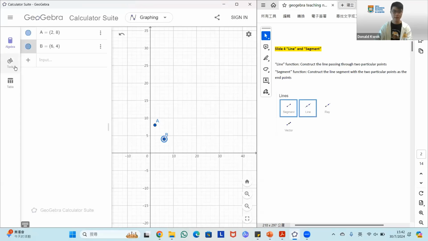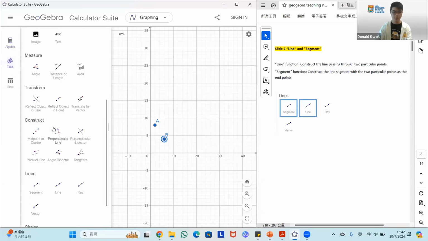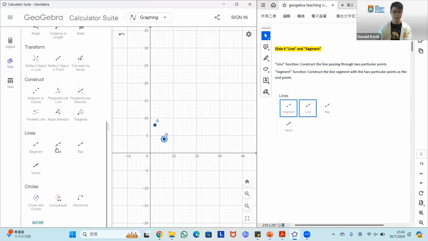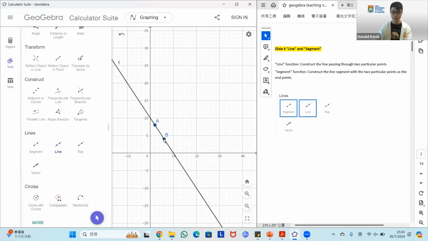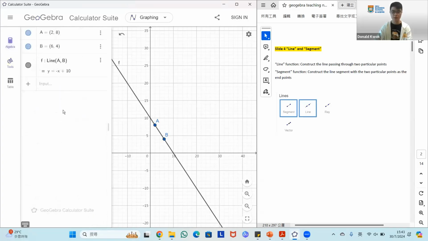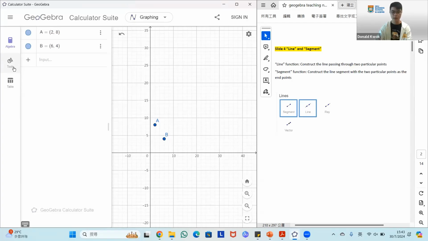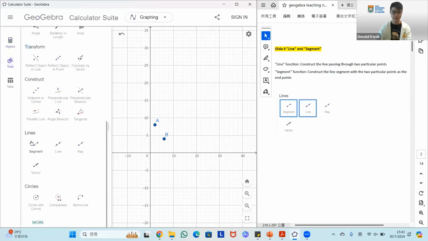So let's find the line function first. Click Tools and then scroll down to find something called line. If you click point A and point B, then GeoGebra would give the straight line and the equation passing through these 2 points, as you can see. Alternatively, if we are using the segment function, we can obtain the line segment with these points A and B as the endpoints. The segment function is located next to the line function.